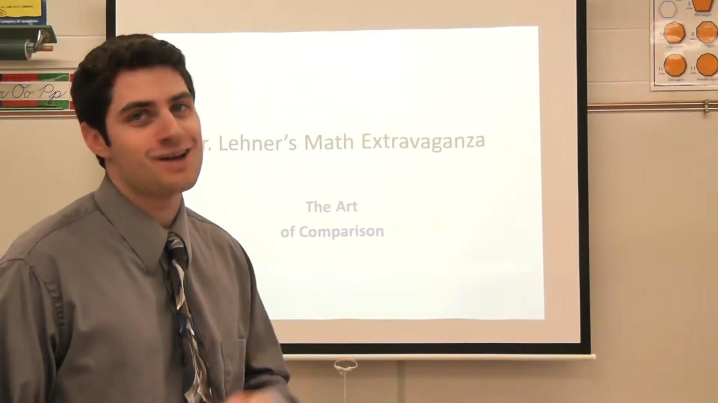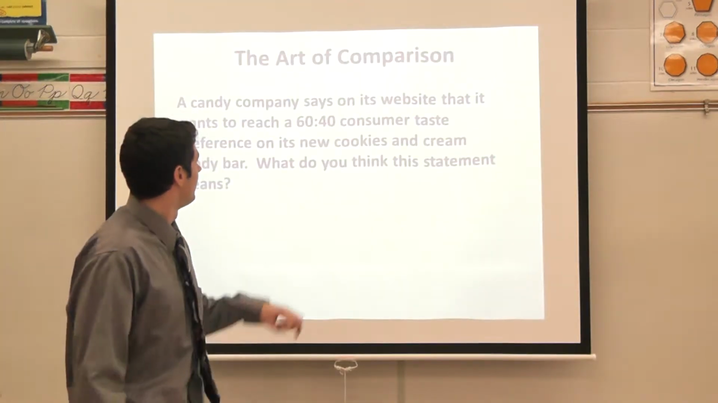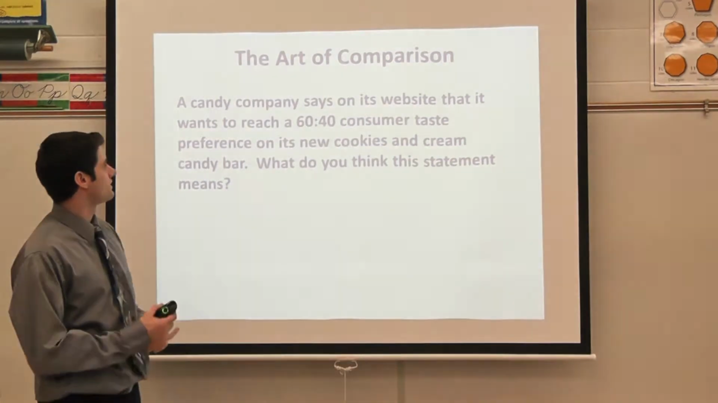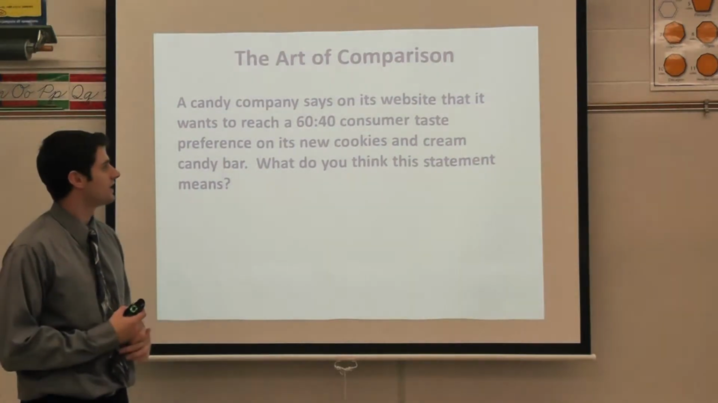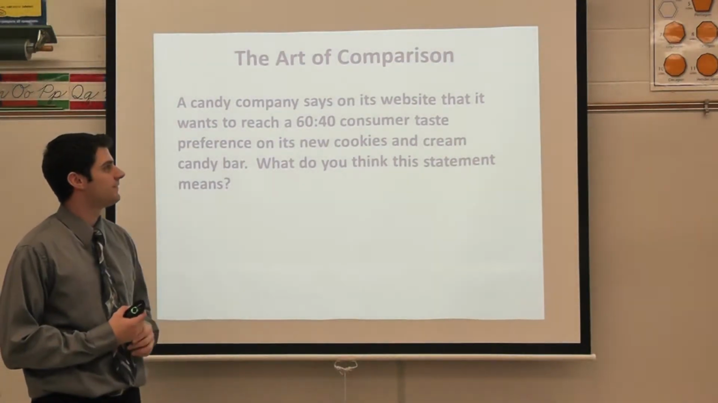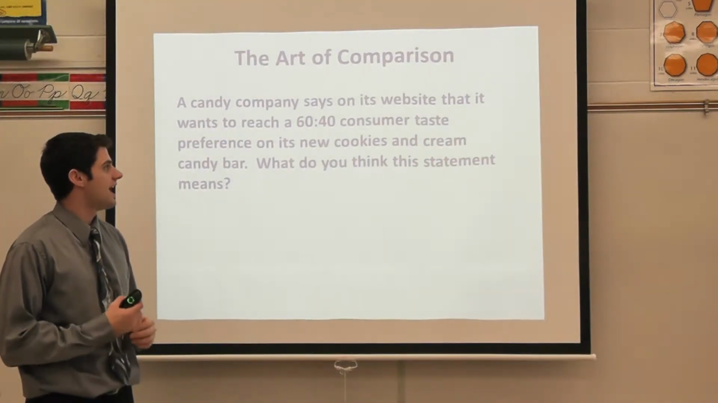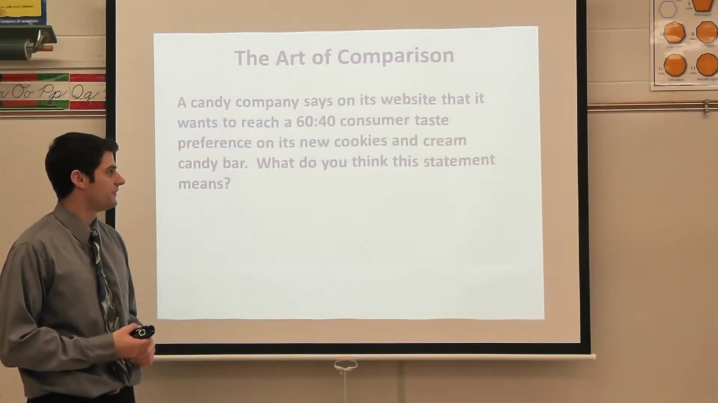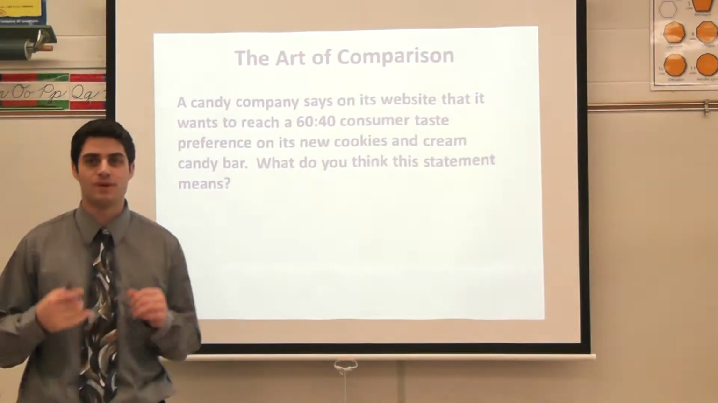Let's not waste any more time. Let's take a look at that problem. In our scenario up here, it says a candy company says on its website that it wants to reach a 60-40 consumer taste preference on its new cookies and cream candy bar. What do you think this statement means?